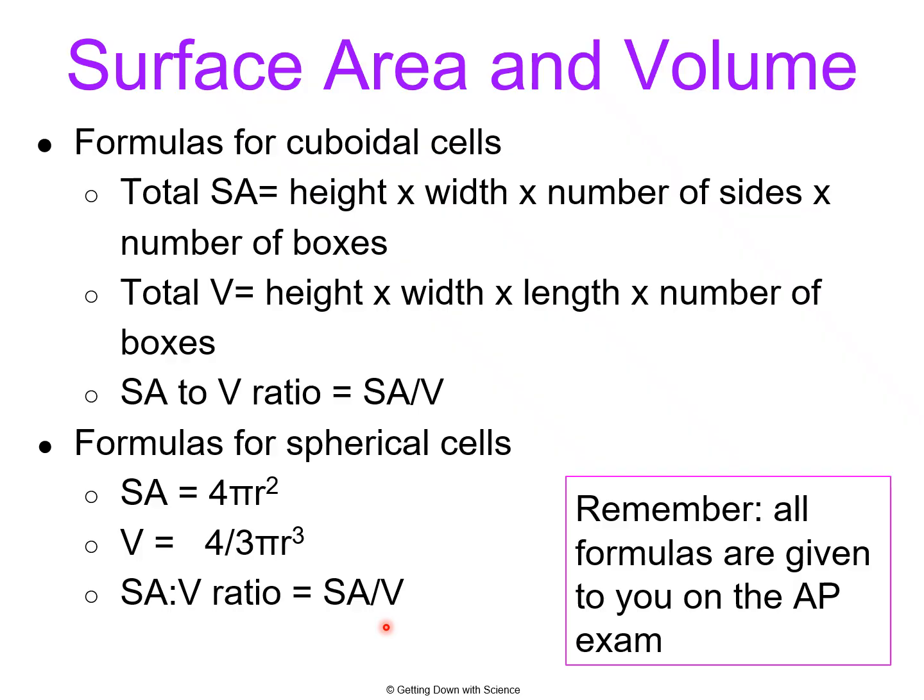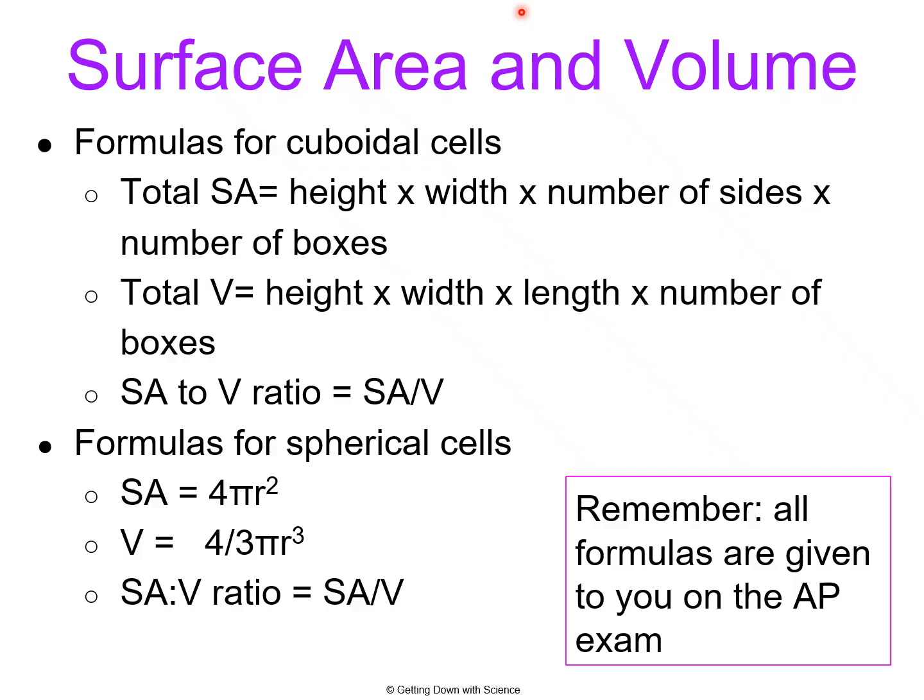Key thing to remember, all formulas are given on your AP exam. So one of the key takeaways here is, whenever you're asked to calculate the surface area to volume ratio, always check to see what shape the cell has. Sometimes you'll see the shape in a picture or a visual representation on your paper, or sometimes it is described as one of these two shapes. So always make a note of that.